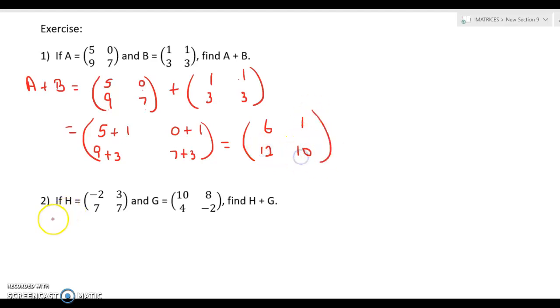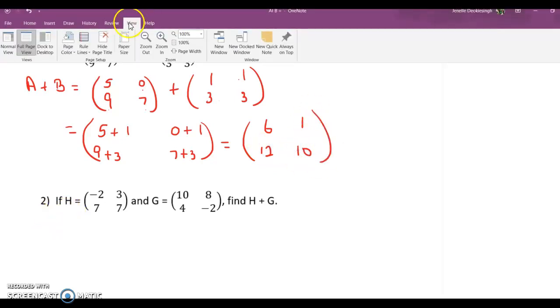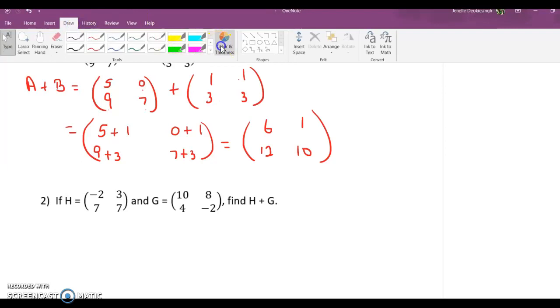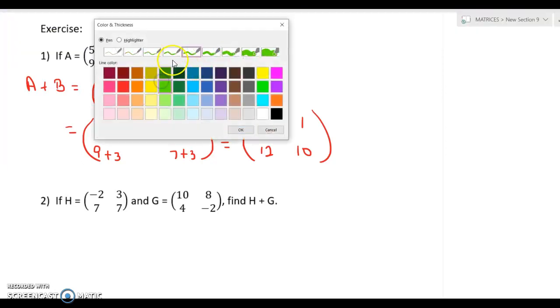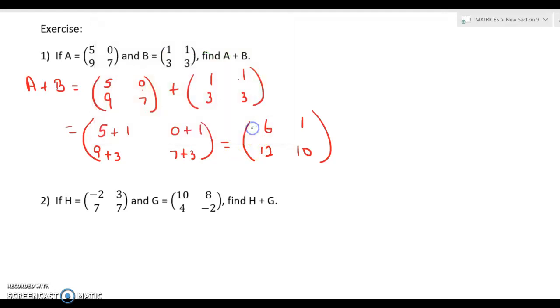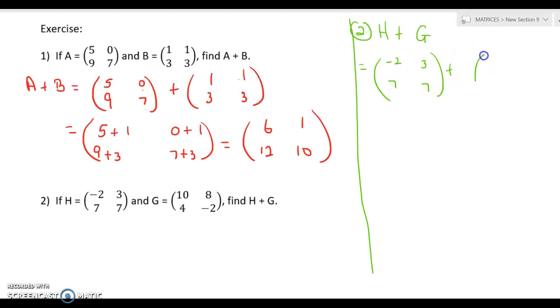Pretty easy, right? Alright, so let's change the color. And we get number 2. Number 2 has some minus signs in the mix. So I'm going to do number 2 at the side up here, just to get more space. So it's matrix H plus G. So H is minus 2, 7, 3, 7. Again, both matrices are 2 by 2, 2 rows, 2 columns. So we could go ahead and add them.